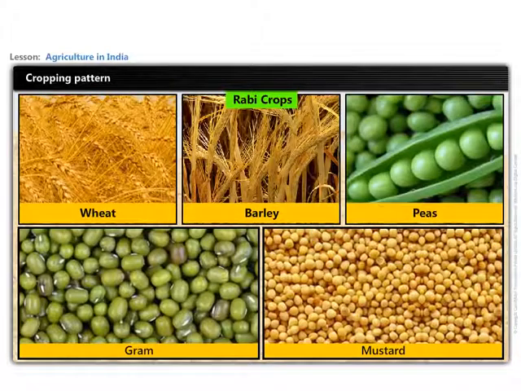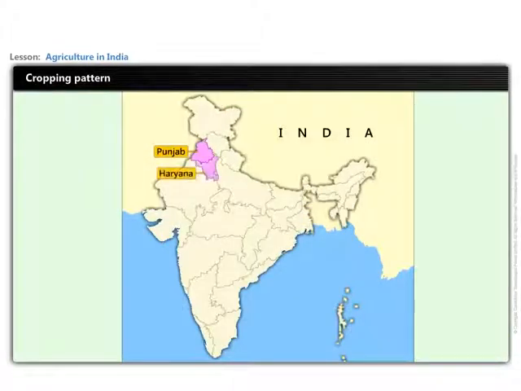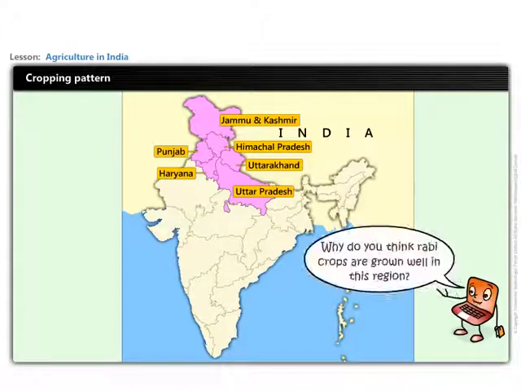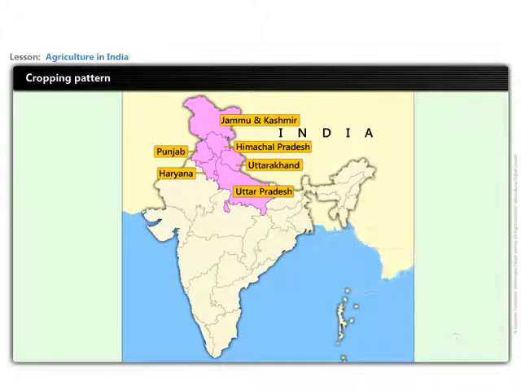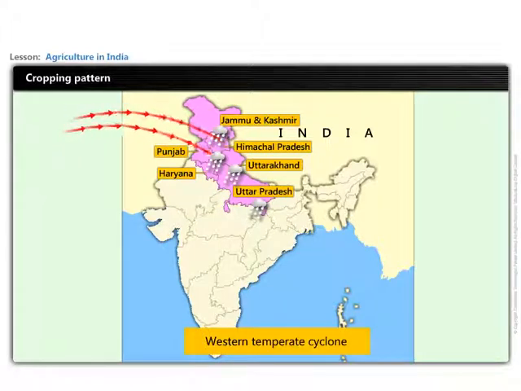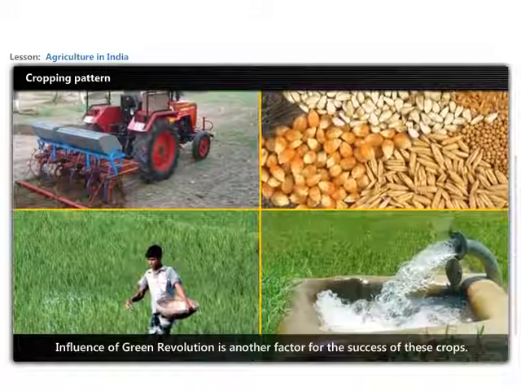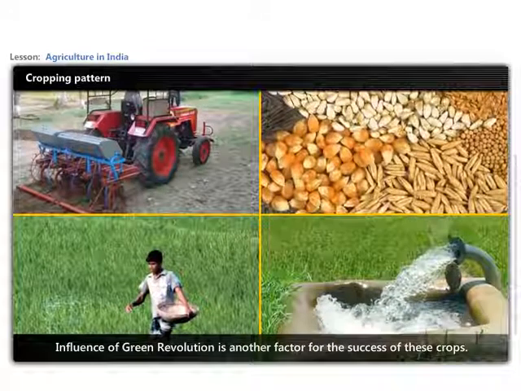Wheat and other Rabi crops are grown largely in Punjab, Haryana, Himachal Pradesh, Jammu and Kashmir, Uttarakhand, and Uttar Pradesh, etc. Recall the climate lesson you learned in your previous class. Why do you think Rabi crops are grown well in this region? Availability of precipitation during winter months due to western temperate cyclone helps to grow crops in these regions. Influence of green revolution is another factor for the success of these crops.